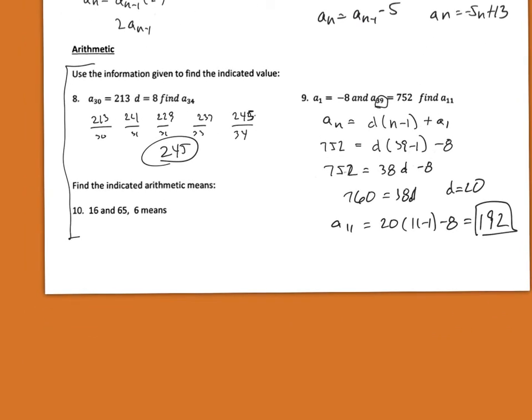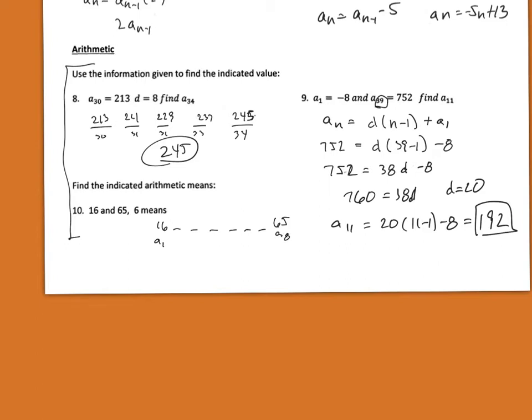Arithmetic means, you can always do this just sort of by figuring it out if you want to. So we know that we're at 16, and then we have 1, 2, 3, 4, 5, 6, and then it ends at 65. And so we could call this a sub 1 if we wanted to. 2, 3, 4, 5, 6, 7. This is a sub 8.